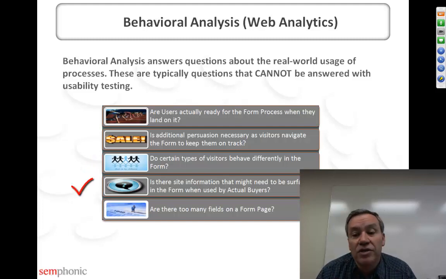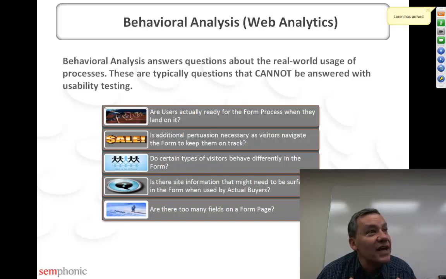Is there site information that might need to be surfaced in the form when used by actual buyers? This gets to the fact that if you sit down in front of a form and you're just told to navigate it, you may never think about whether there is something you need to know in this process to get it done. If I'm buying a car, do I need a loan versus buy calculator to decide whether I'm going to lease or loan?